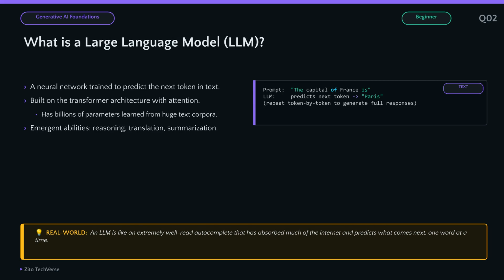Question 2. What is a large language model? An LLM is a neural network built on transformer architecture, trained to predict the next token in a sequence. Through massive training, these models develop emergent capabilities, like reasoning and summarization.